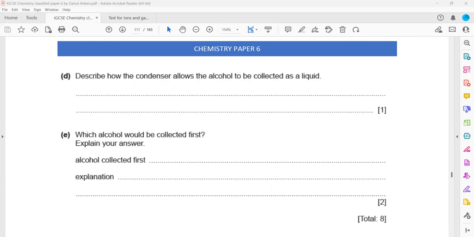Now you have to mention a reason for how it allows the alcohol to be collected. You have to mention that it cools the vapor. The change of state is already mentioned, because it says it condenses. So it's just a simple idea that it removes the heat energy from the vapor.